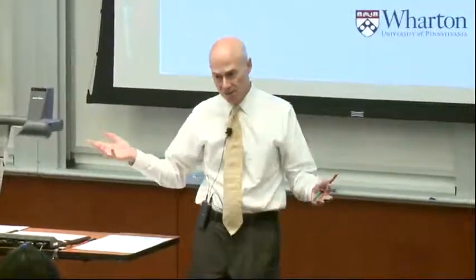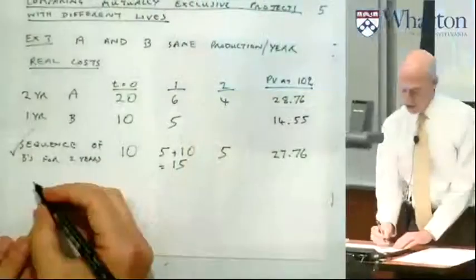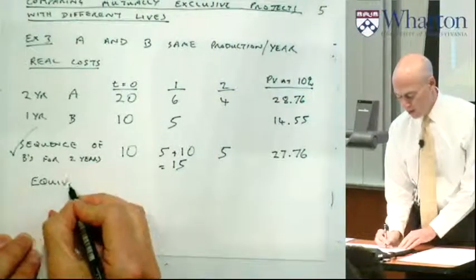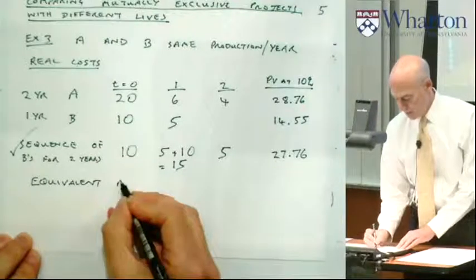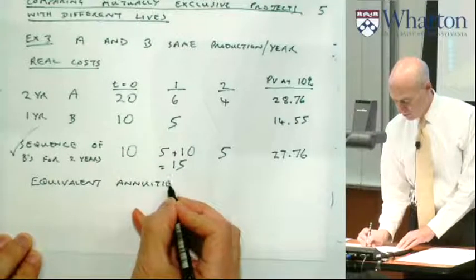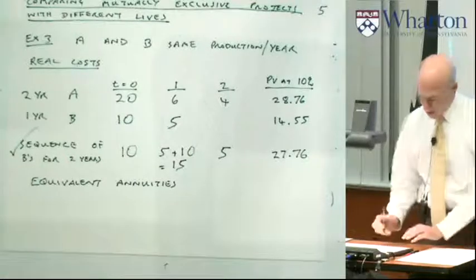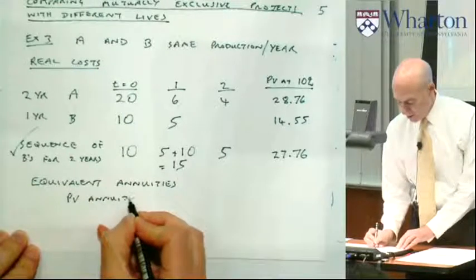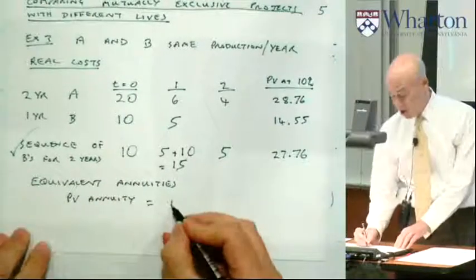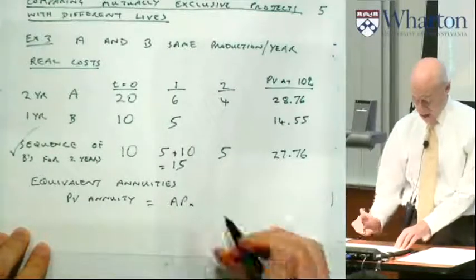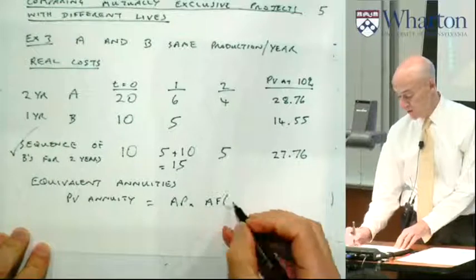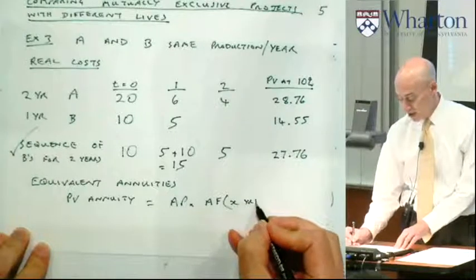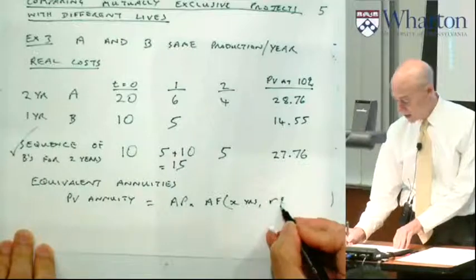Annuity. So instead of dividing by the number of years, what do you think we divide by? The annuity factor. Okay, so what we're going to do is to find an equivalent annuity, and the way that we're going to do that is to use our formula. We know that the present value of an annuity is the annuity payment, and then we're going to multiply it by an annuity factor for X years at R%.